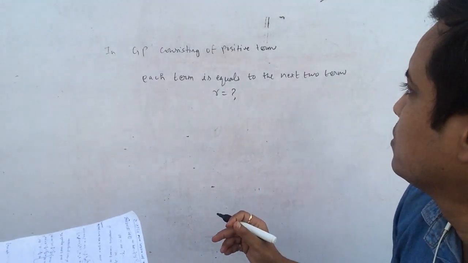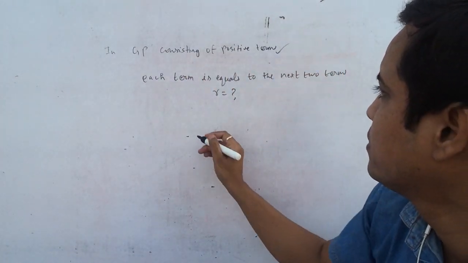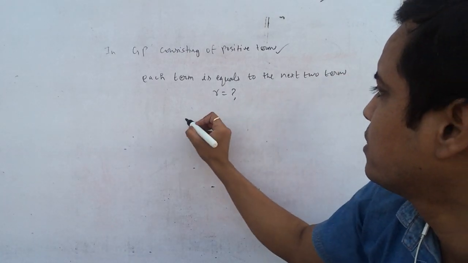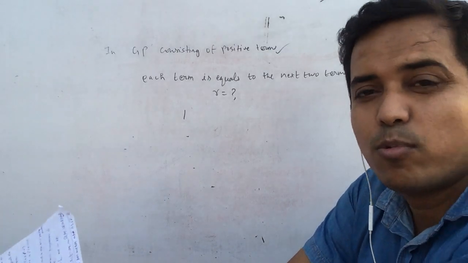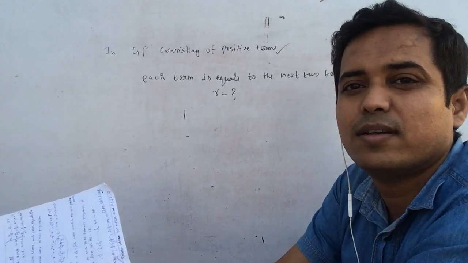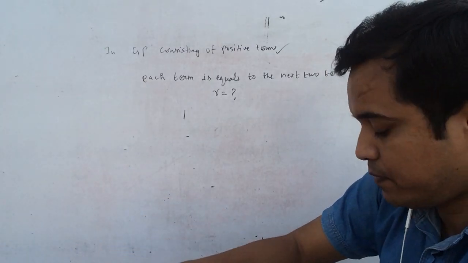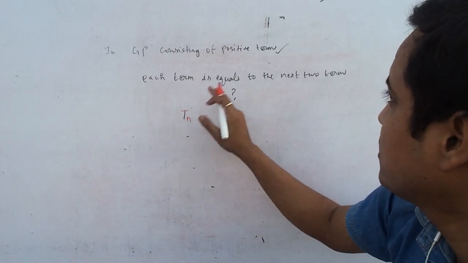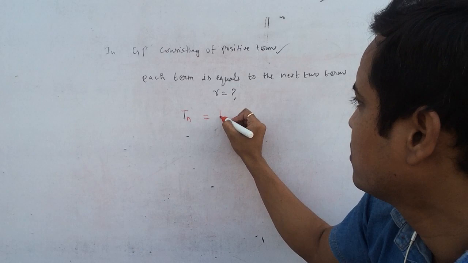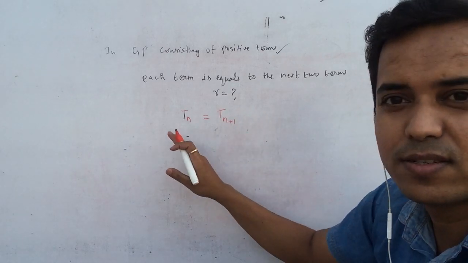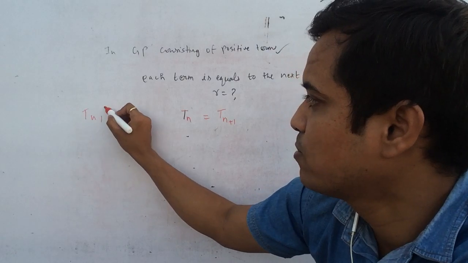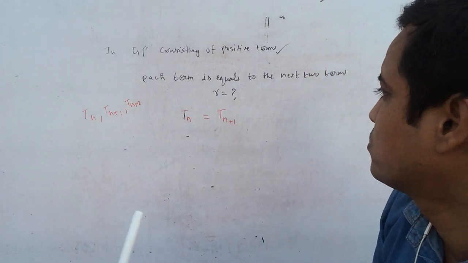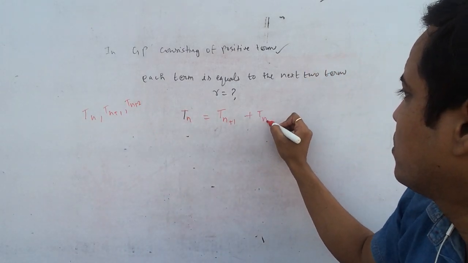Okay, so the GP consisting of positive terms, each term is equal to the sum of the next two terms. Suppose the term is Tn, okay, Tn is called the term, and it is equal to the sum of the next two terms. Tn plus 1 is the next term, and the next term of this is Tn plus 2.